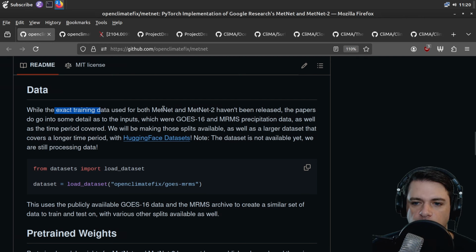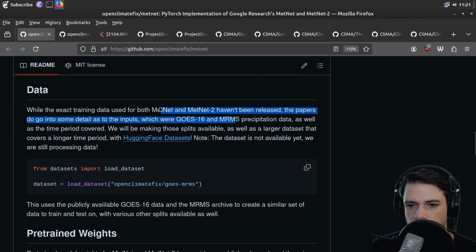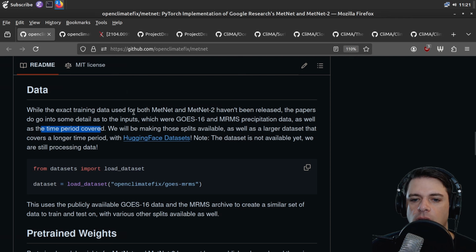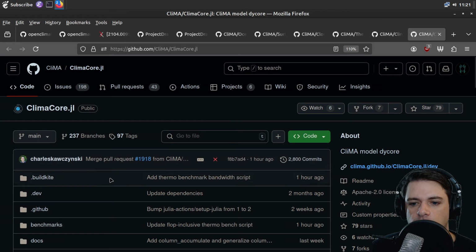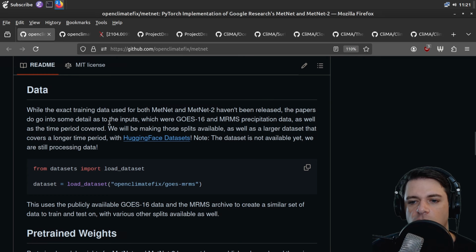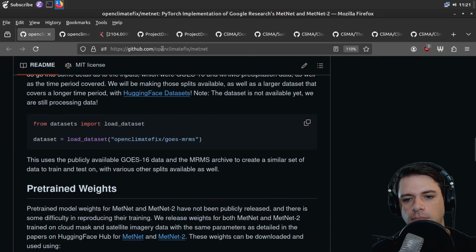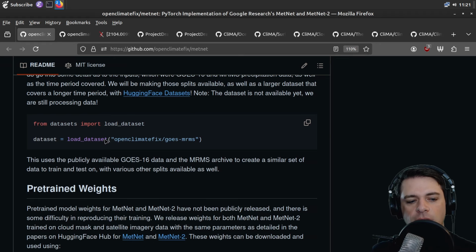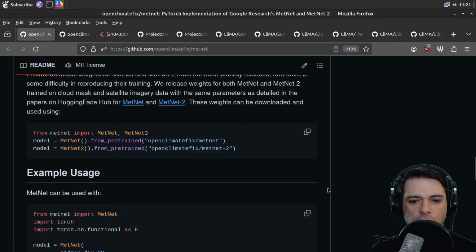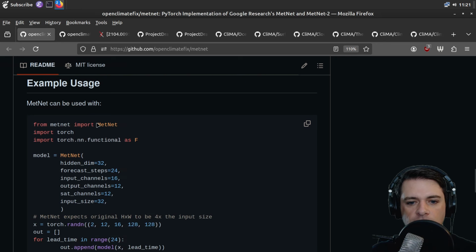While the exact training data used for both MetNet and MetNet 2 haven't been released, the papers do go into some detail as to the inputs, which were GOES16 and MRMS precipitation data, as well as the time period covered. So they're using, I guess, open or publicly available data sets. I don't know if that link is broken or if you have to log in to see them. And I guess the paper probably gives you enough information about how the model was trained in order to replicate the training.